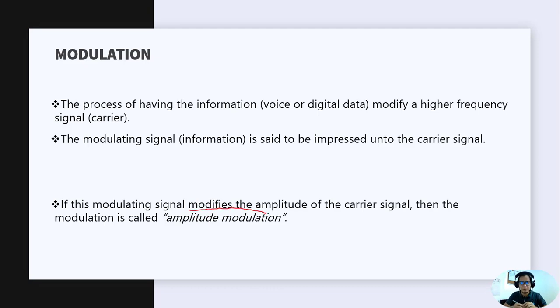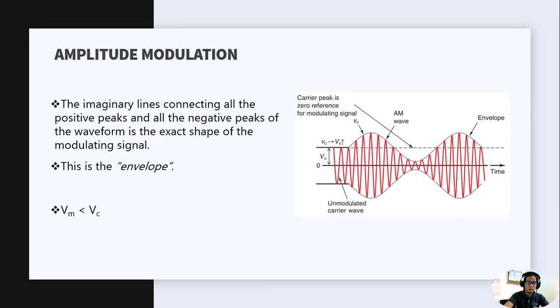sumakay siya sa amplitude ng carrier, meaning the modulating signal is modifying the amplitude of our carrier, then it is called amplitude modulation. Now, there are merong iba't ibang parameters yung ating carrier bukod sa amplitude. So, nandyan yung frequency, nandyan yung phase. So, iba't ibang types din yun ng ating modulation. Okay? This is our amplitude modulation.